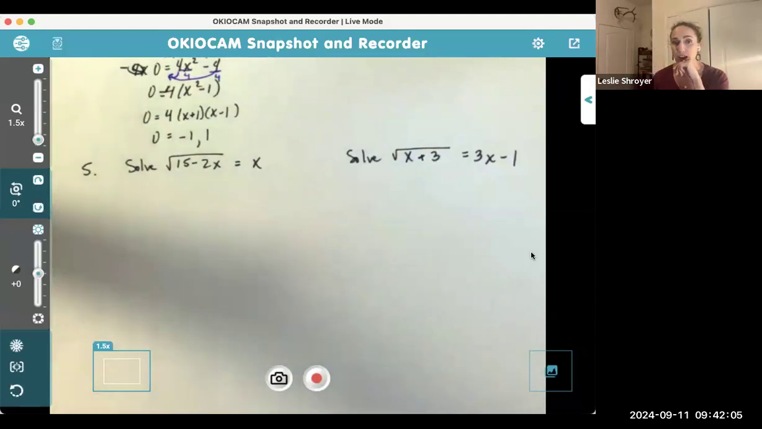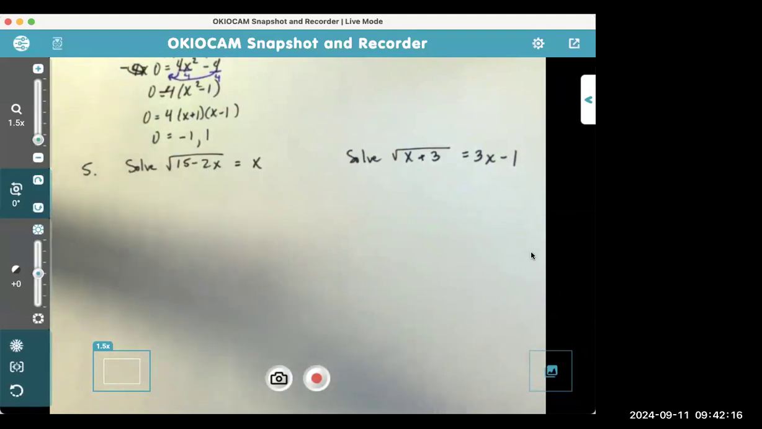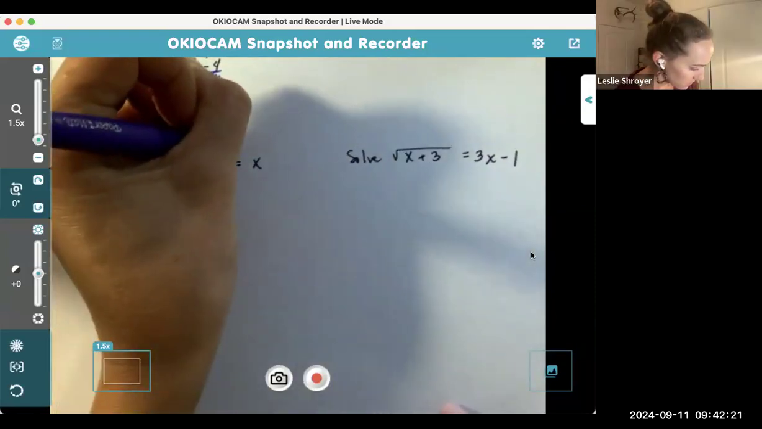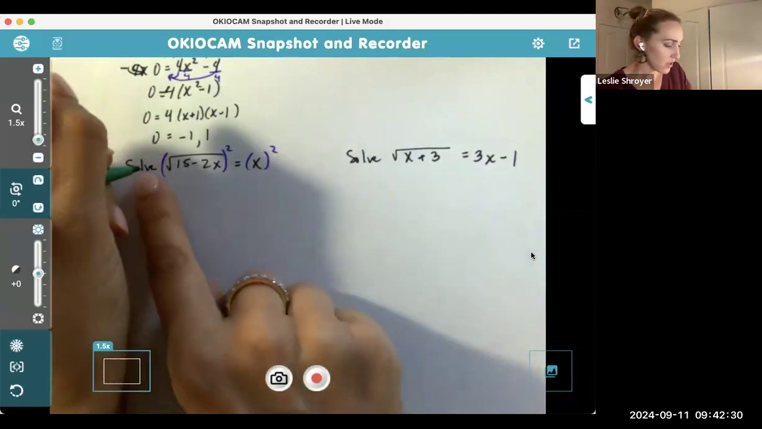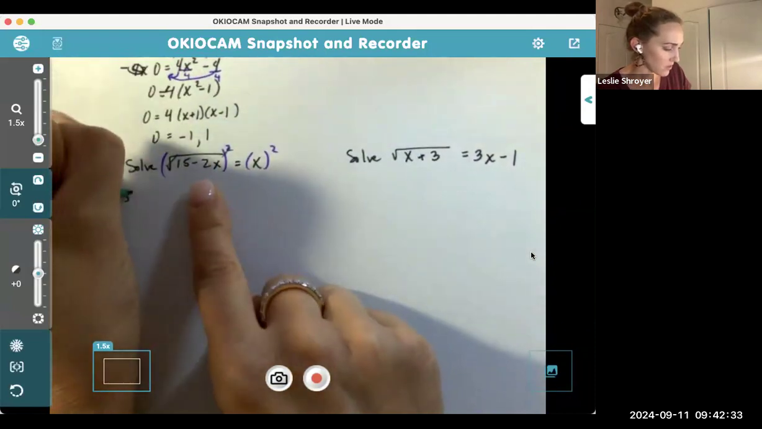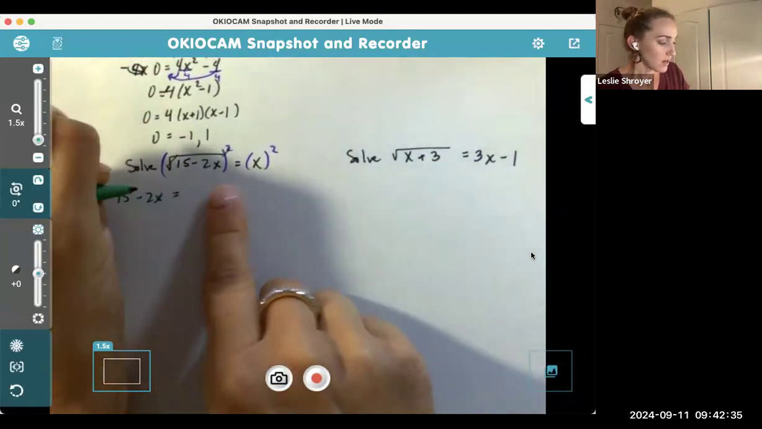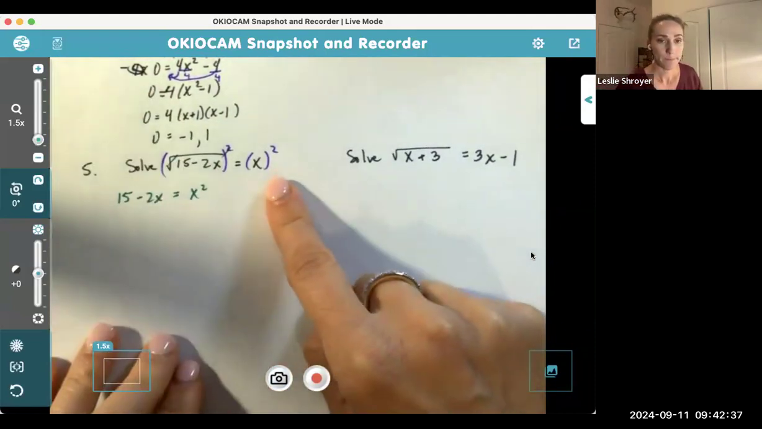So with that in mind, working backwards, the first step in this game is to get rid of that square root. What do we do to get rid of the square root? We square it. So we're going to square both sides. On the left, we are squaring it specifically so that the square and the square root cancel out. So we have just 15 minus 2x now equals x squared.